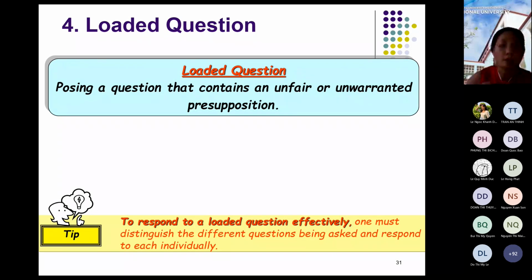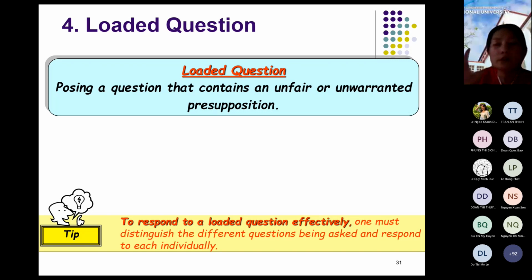So you will see that someone will try to pose a question with some unfair information or wrong information to you or to the listener, and then they make a conclusion on what you are trying to say. So that is the loaded question fallacy.